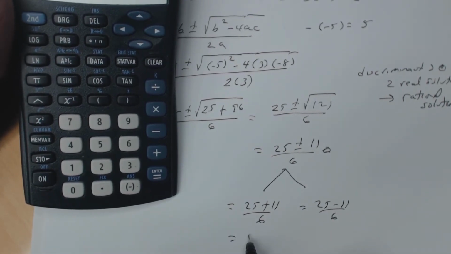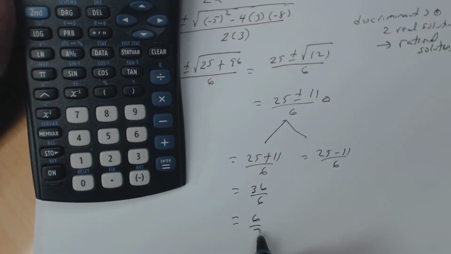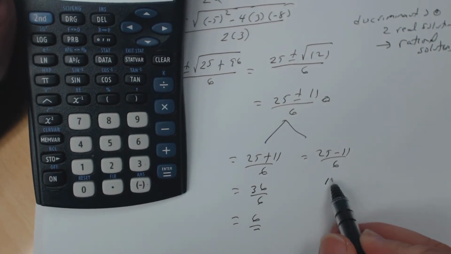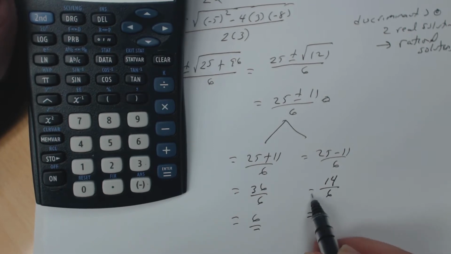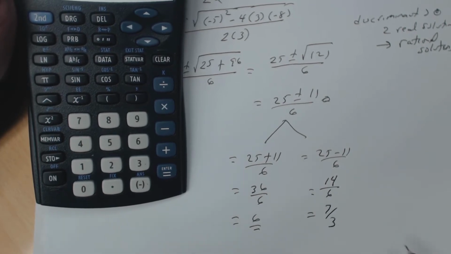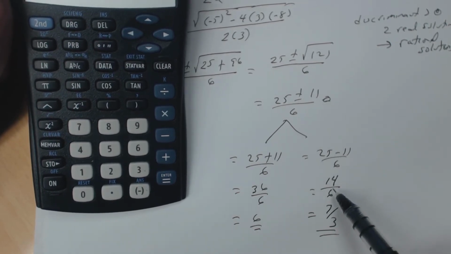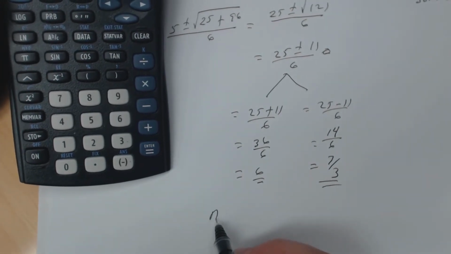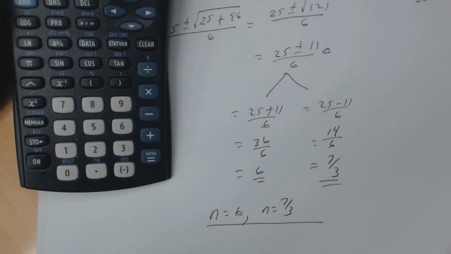25 plus 11 is 36 over 6, which is just 6. 25 minus 11 is 14 over 6, which reduced is 7/3. All right, so 25 minus 11 is 14, and 14 divided by 6 reduces to 7/3. And so for your solution, you can say n equals 6, comma, n equals 7/3. Okay?